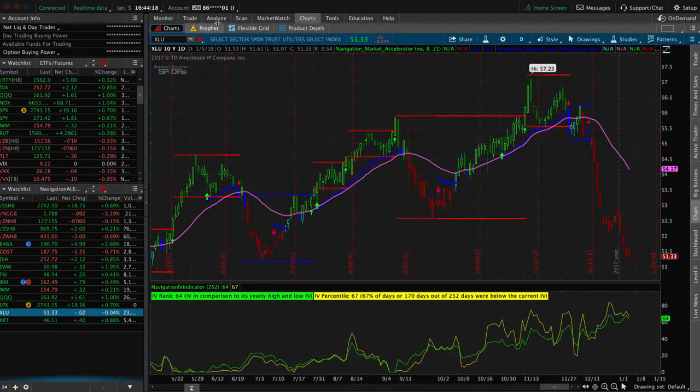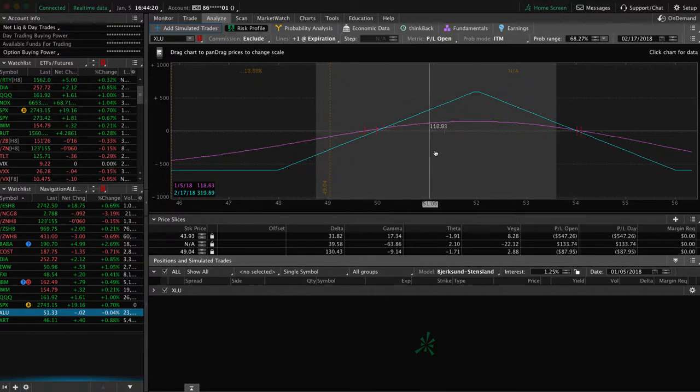XLU. If we take a look at the analyze tab here, you can see we've got a decent little profit, with total buying power in this of almost $600. So we're looking for about a 25% profit on this. I was trying to get filled on this today, didn't quite get filled. So we will look to hopefully book a profit first thing Monday morning in XLU.